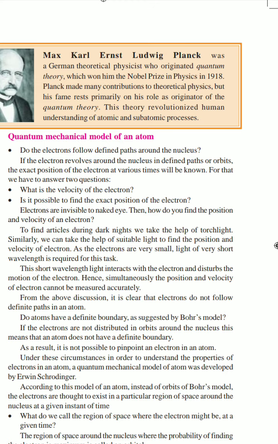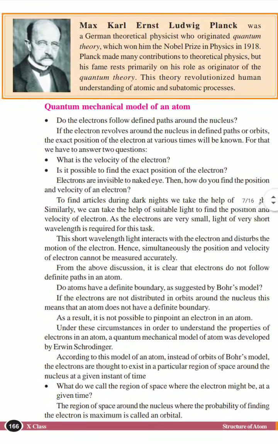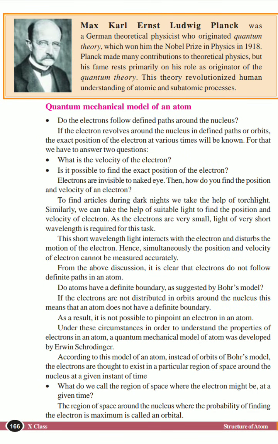With how much speed will the electrons rotate around the nucleus? Is it possible to find the exact position of the electron? To answer these two questions, here you see, electrons are invisible to the naked eye. Then how do we find the position and velocity of an electron?